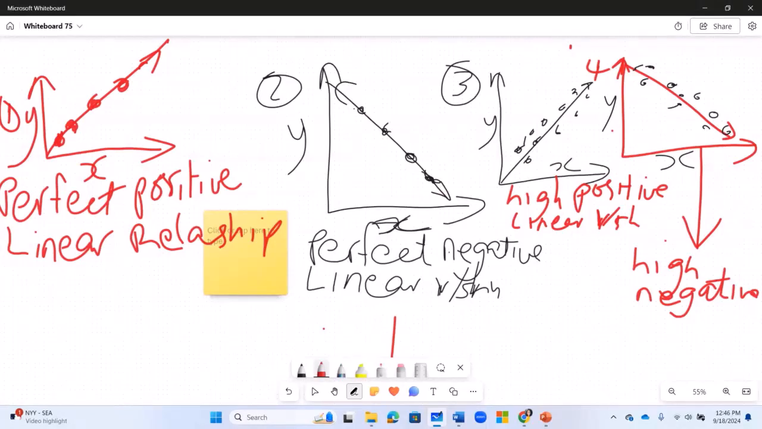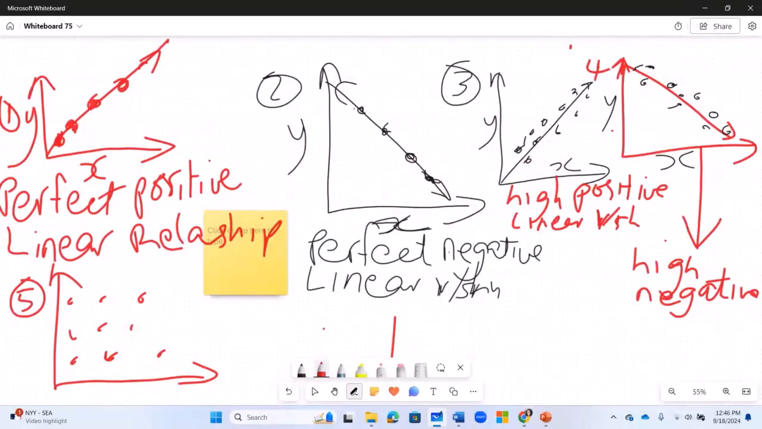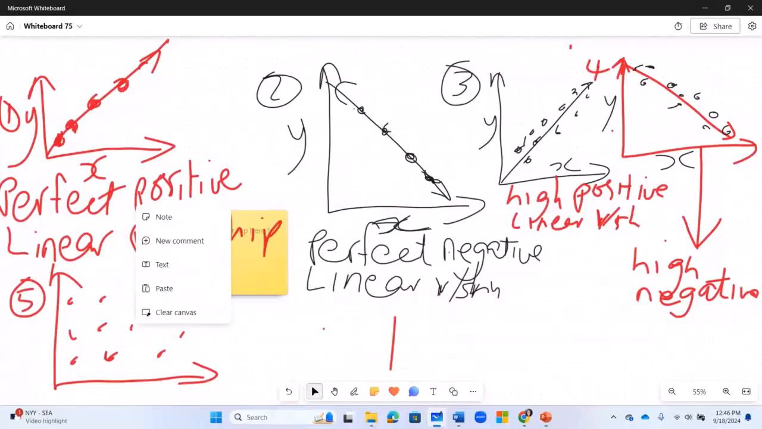Okay, well, another situation is number 5. In this kind, I just draw a scatter plot that has no direction. If I eyeball my scatter plot, it's actually scattered everywhere. So we will say there is no linear relationship between them. There is actually no relationship. No line fits the scatter plot. It's scattered everywhere. You can't make anything out of it.